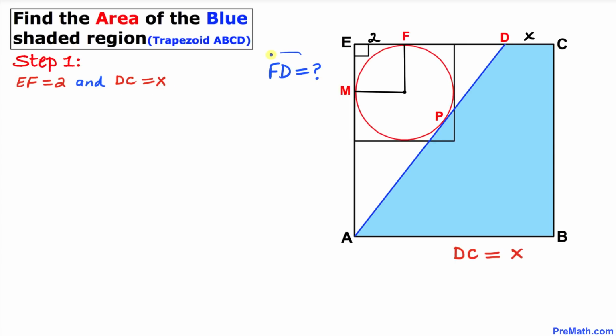And now let's go ahead and calculate this FD distance. FD is this much. We know that the total side length of this larger square is 8. So this length is going to be simply 8 minus this 2 and then minus X. So that is going to give us simply 6 minus X. So our FD value turns out to be 6 minus X.